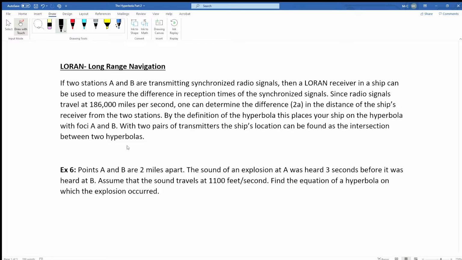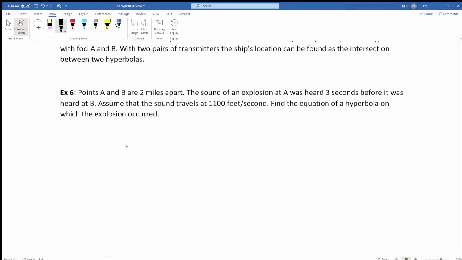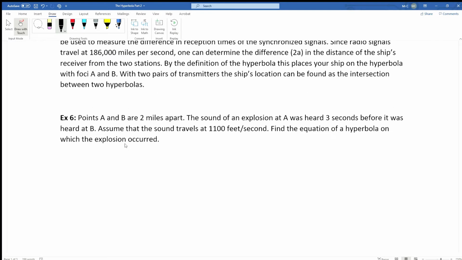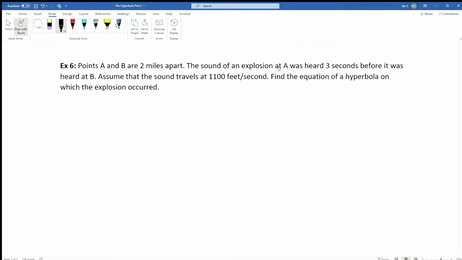So let's take a look at an example that involves this. Points A and B are 2 miles apart. The sound of an explosion at A was heard 3 seconds before it was heard at B. And we will assume that this particular sound travels at 1100 feet per second. We're going to try to find the equation of a hyperbola on which the explosion occurred.